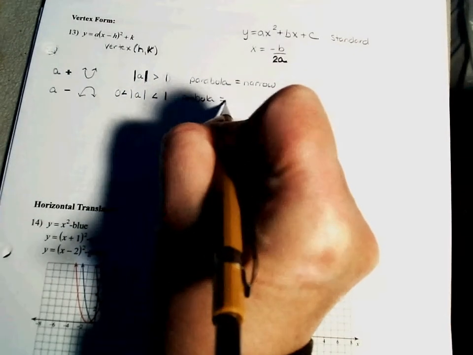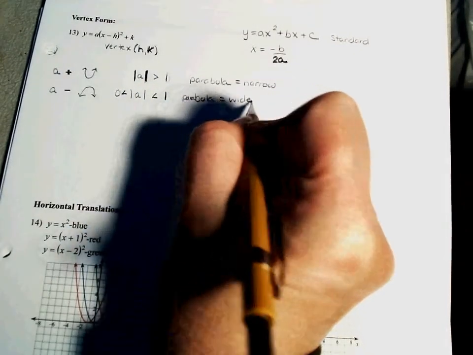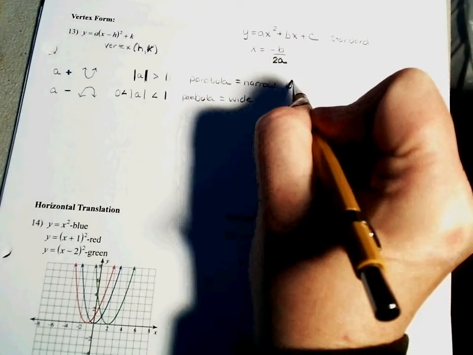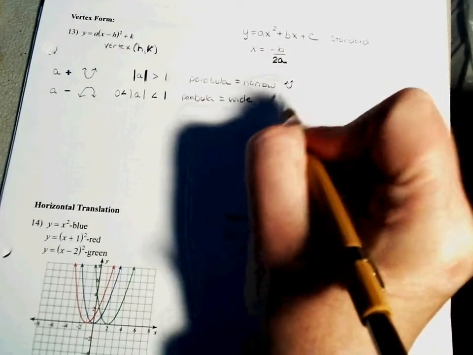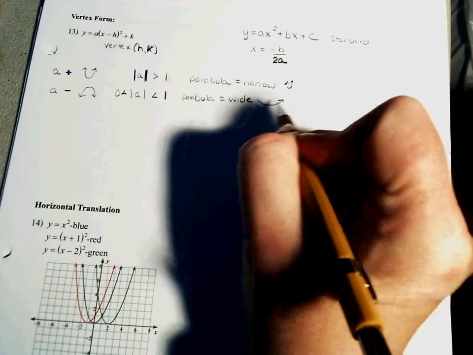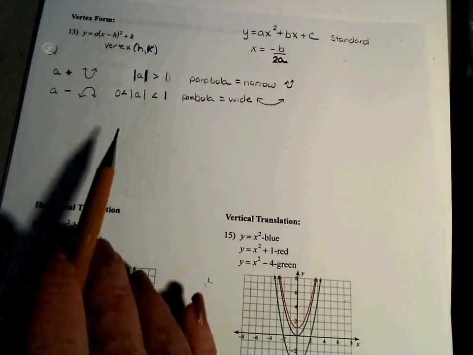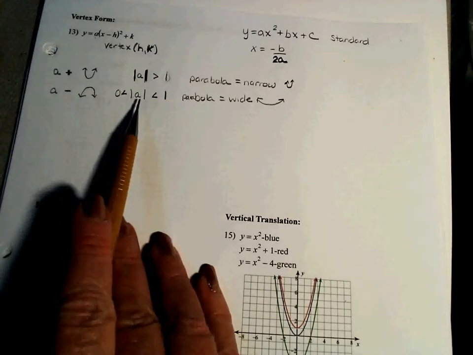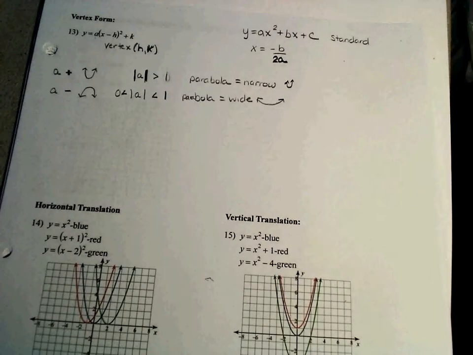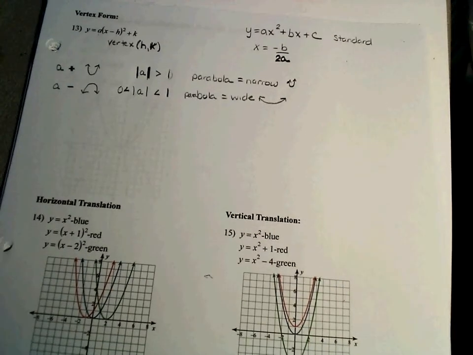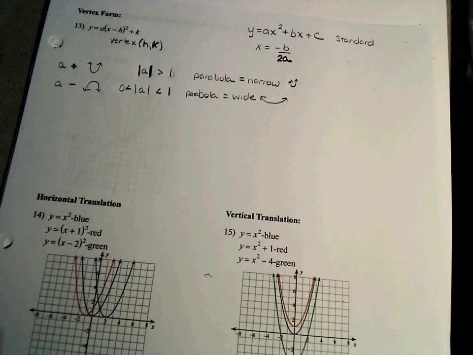Your parabola is wide. So what I mean by that, a narrow parabola, a wide parabola. It's kind of counterintuitive. The smaller the number, the wider the parabola. Now, let's talk about what the h and the k do.